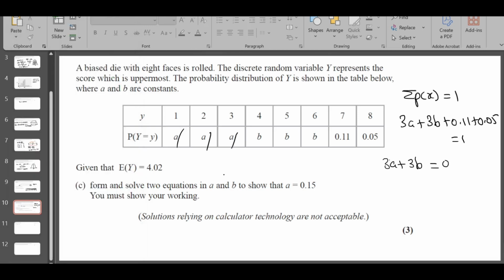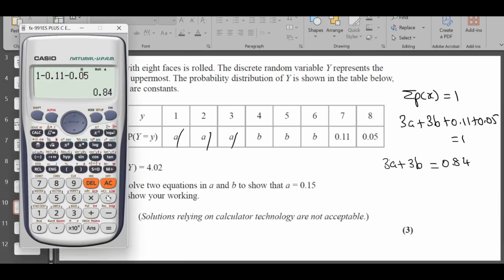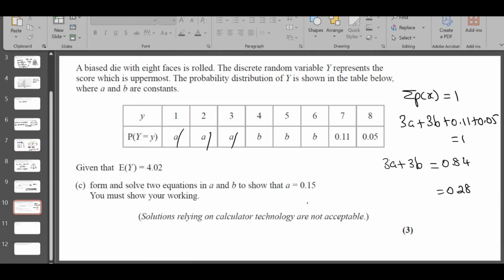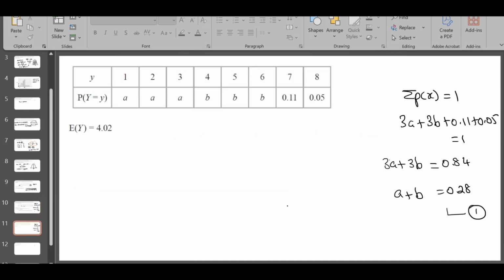You get 0.84. You can divide this by 3 also. You will get 0.28 when you divide throughout by 3. Take it as equation 1. Okay, I have put the table here. We are going to frame another equation using this.